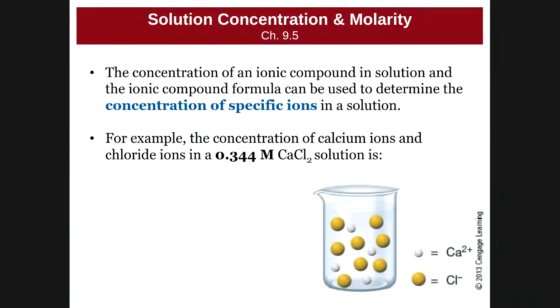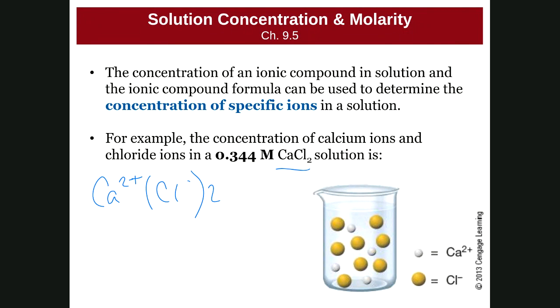So with these molarities and concentrations, we can also find the concentration of specific ions using ionic compound formula. For example, we have the formula calcium chloride. So for calcium chloride, calcium is a 2+ ion, and chloride is a 1-, so we need 2 of them to balance our charges.